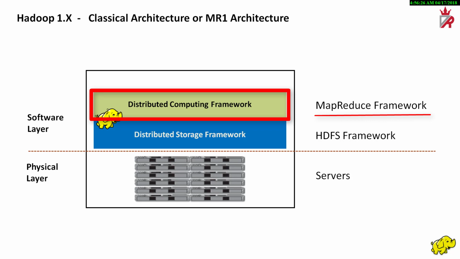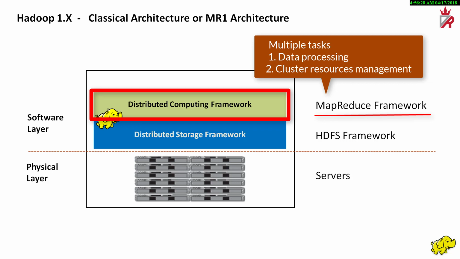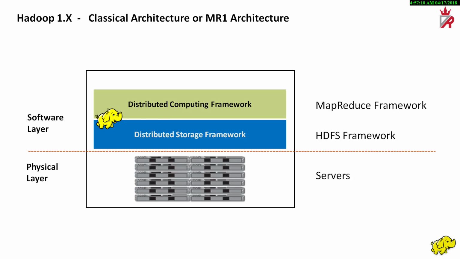On top of data processing, MapReduce framework also takes care of the cluster resource management. That is, in allocating cluster resources like RAM, cores, disk space, etc. We have discussed the concepts of distributed storage and distributed computation in the earlier sessions. Now, let's see how Hadoop implements those ideas.